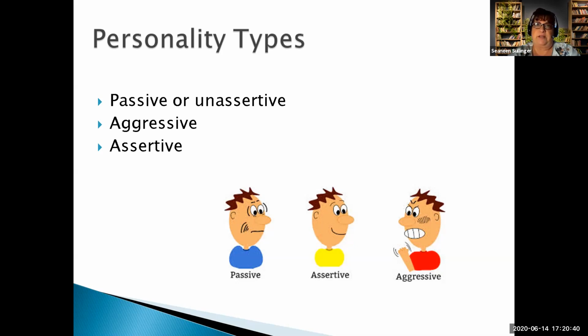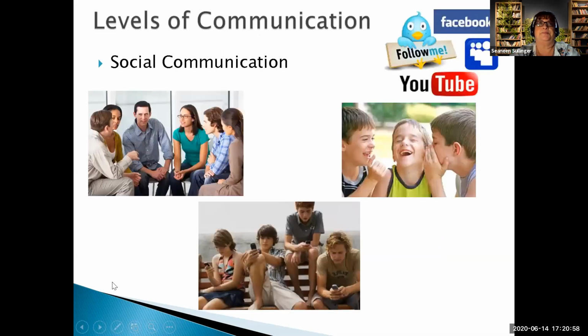But really the best way would be to be the assertive person, like the person who is in the middle, the assertive person in the yellow shirt, who's kind of smiling and he's making eye contact and saying what he needs to say and listening. And that's what we all strive to do. When we talk about different levels of communication, there's social communication and therapeutic communication.